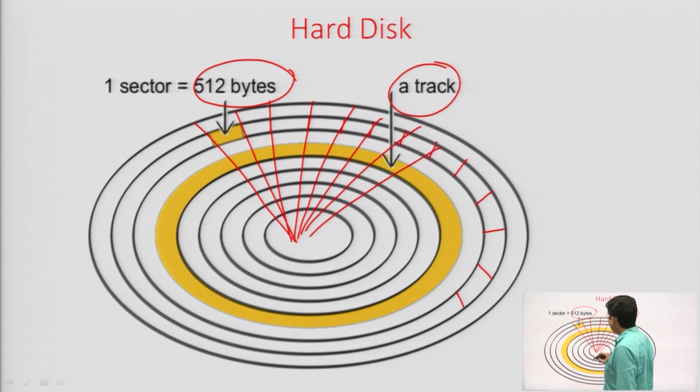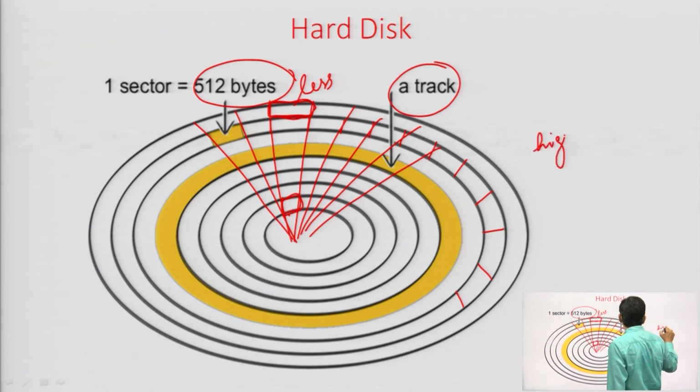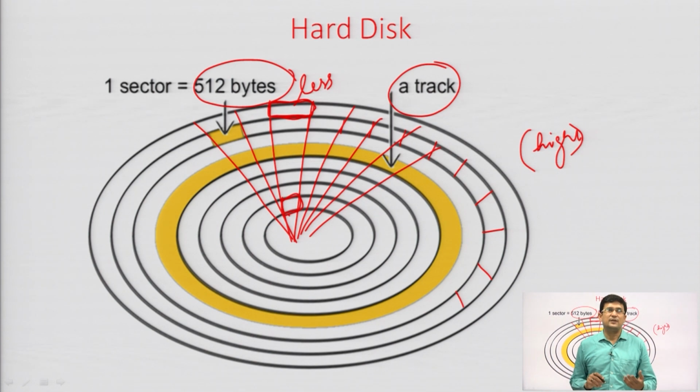If you look at the diagram, if this is a circle, this sector will have a large area and this sector will have a small area. Since the amount of data stored in each sector is the same, the data density will be less for sectors on the outer tracks, and as we move inside, the data density increases. So data density is high on the inner tracks. Fine. The total number of sectors on each track remains the same.